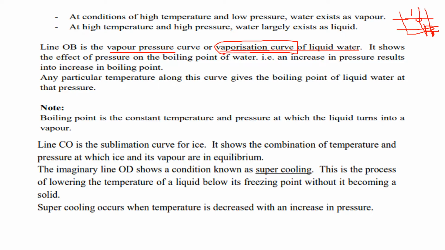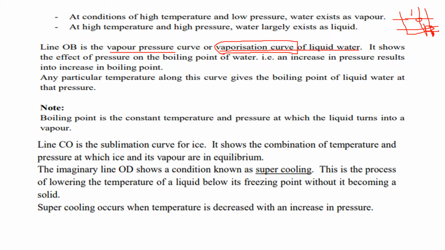Now we are saying that it shows the effect of pressure on boiling point of water. Reason being, the y-axis of our curve is in terms of pressure, and remember, it's always the independent against the dependent. So we are saying that an increase in pressure results into increase in boiling point. I hope you have seen that. Now we are saying that at any particular temperature along this curve, the boiling point of liquid water gives the boiling point of liquid water.